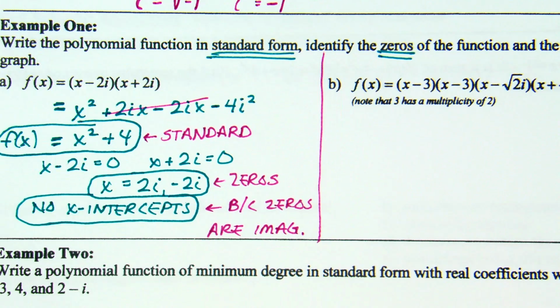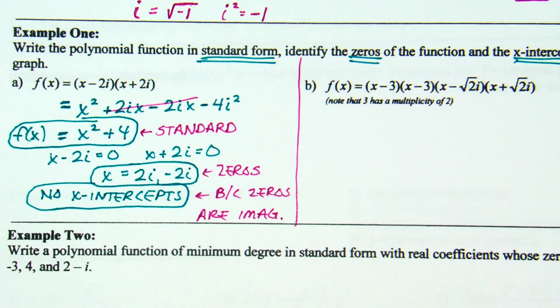Okay, shall we try B then? F of x equals x minus 3 times x minus 3 times x minus square root of 2i times x plus square root of 2i. Note in this case, it's x minus 3 repeats, right? So remember how we talked multiplicities? Okay, the fact that there are two x minus 3's means it has a multiplicity of 2.